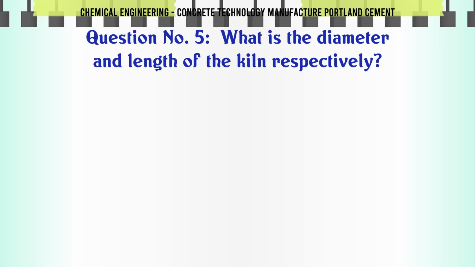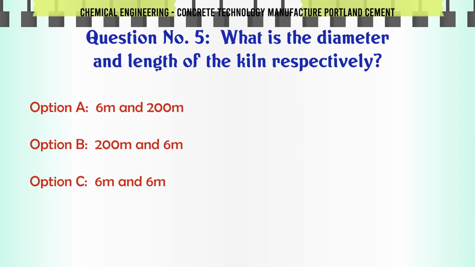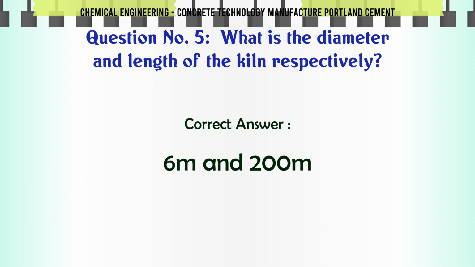What is the diameter and length of the kiln respectively? A. 6M and 200M. B. 200M and 6M. C. 6M and 6M. D. 200M and 200M. The correct answer is 6M and 200M.